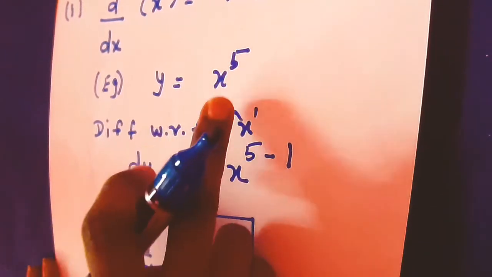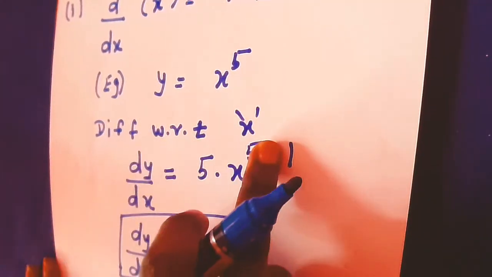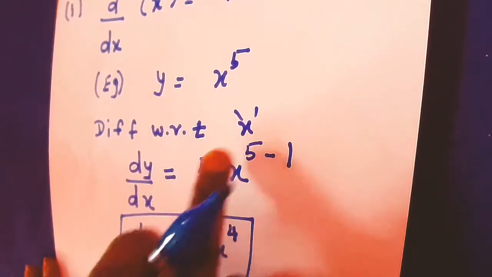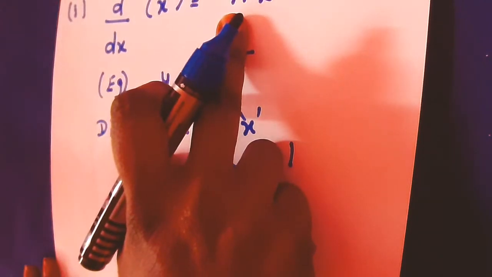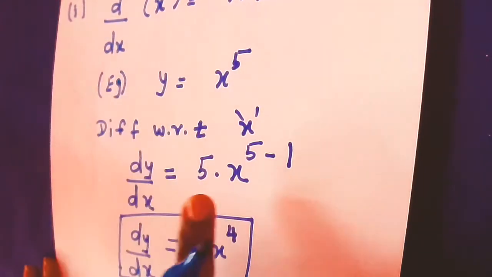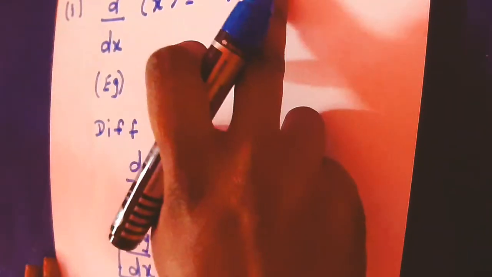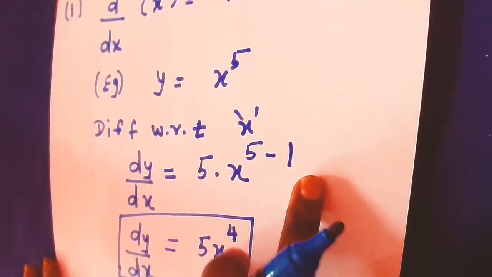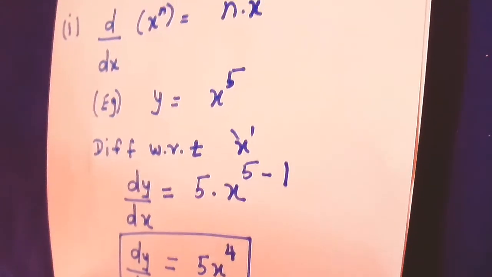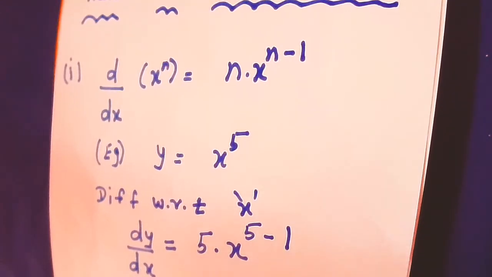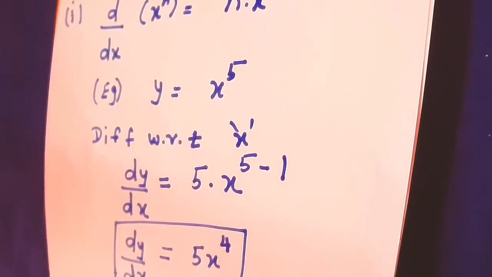y is equal to x to the power 5. Differentiate with respect to x. Differentiation of y with respect to x is dy by dx, which is equal to, applying the rule, just substituting in the formula, n is 5 times x to the power n minus 1. That is 5 into x to the power 5 minus 1, which is 4. That's it. Very simple. You have to know the basics. If you know the basics, I'm very sure even difficult problems will be super easy for you to solve.